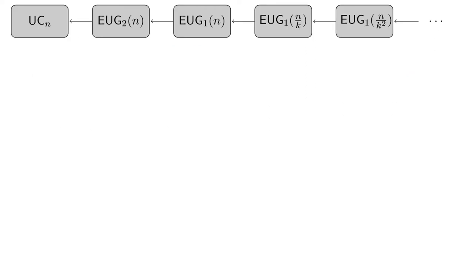Valiant's framework includes 3 steps. First, reducing universal circuits to EUG2, namely, each universal graph for any DAG of fan-out 2. Second, reducing EUG2 to EUG1. Finally, reducing the problem of construction of EUG1 to itself, but with a much smaller size. And this reduction is recursive until the underlying EUG1 is small enough and can be constructed by hand.